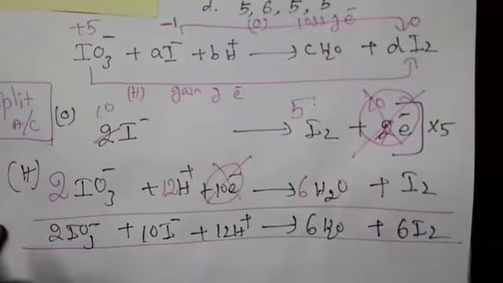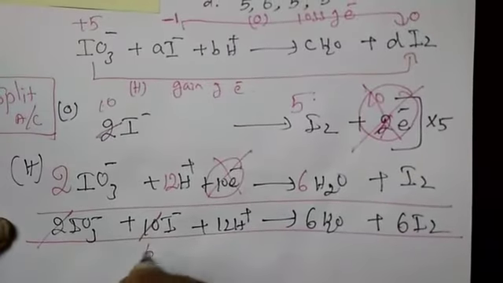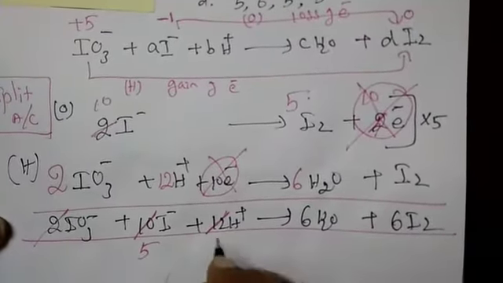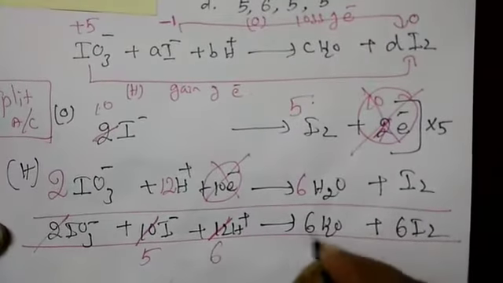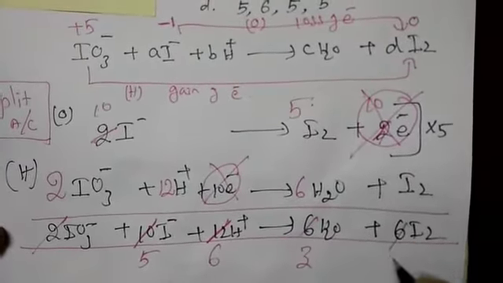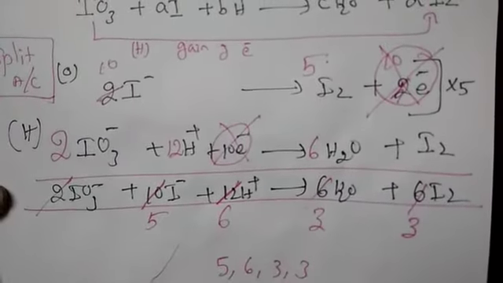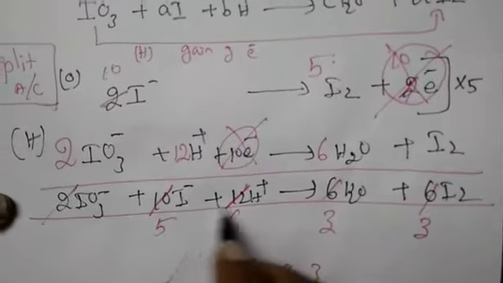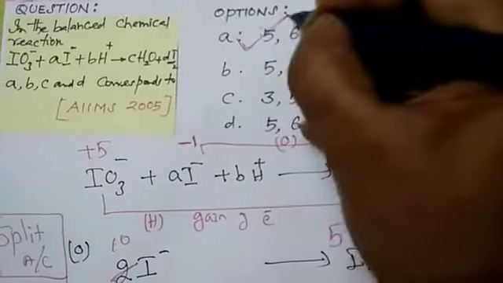Then you can see all are even numbers. Divide by 2 and simplify. So this is 6, and here it is 3, and here it is 3. So the answer I am getting is 5, 6, 3, 3. Same order I am maintaining. Parallelly come and verify the 5, 6, 3, 3. So this is my answer.